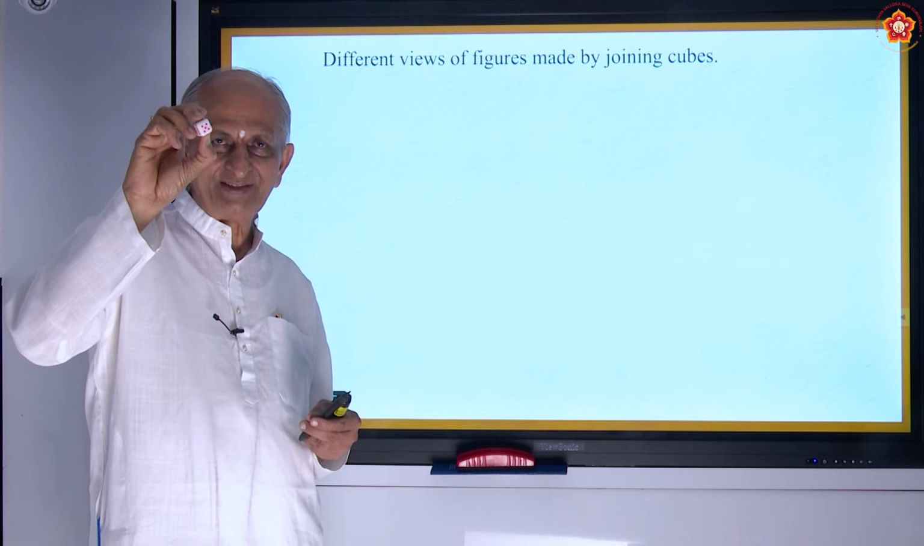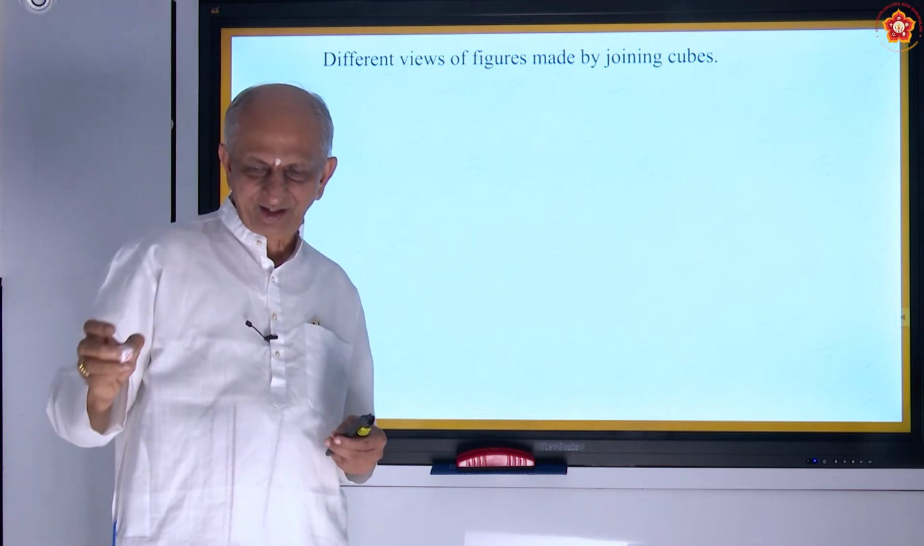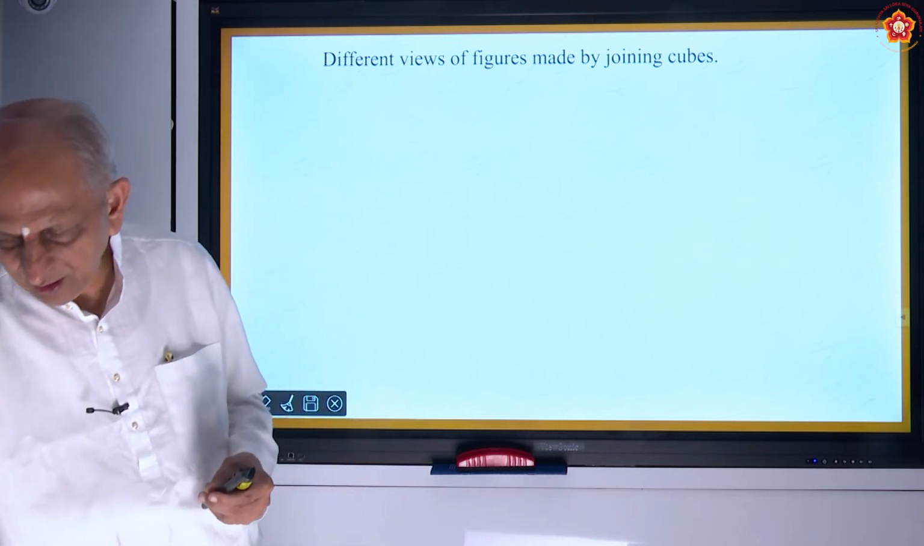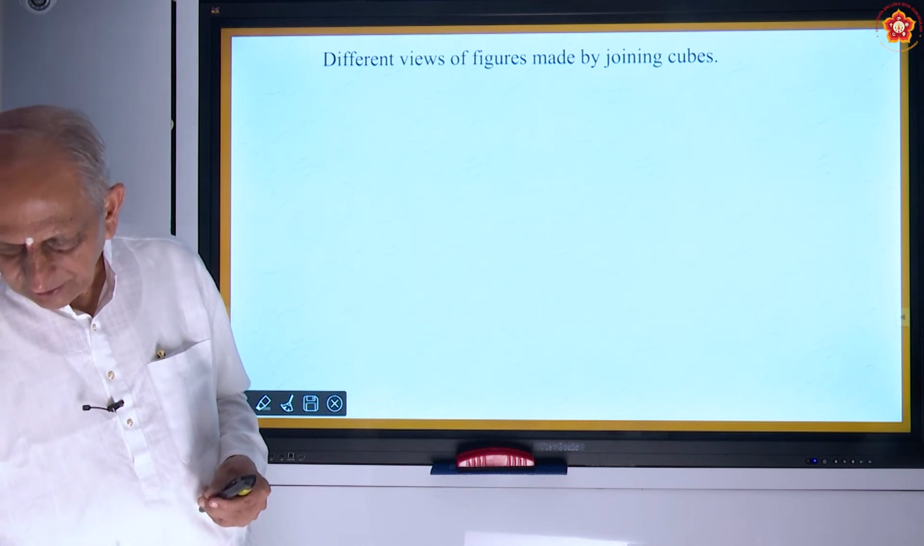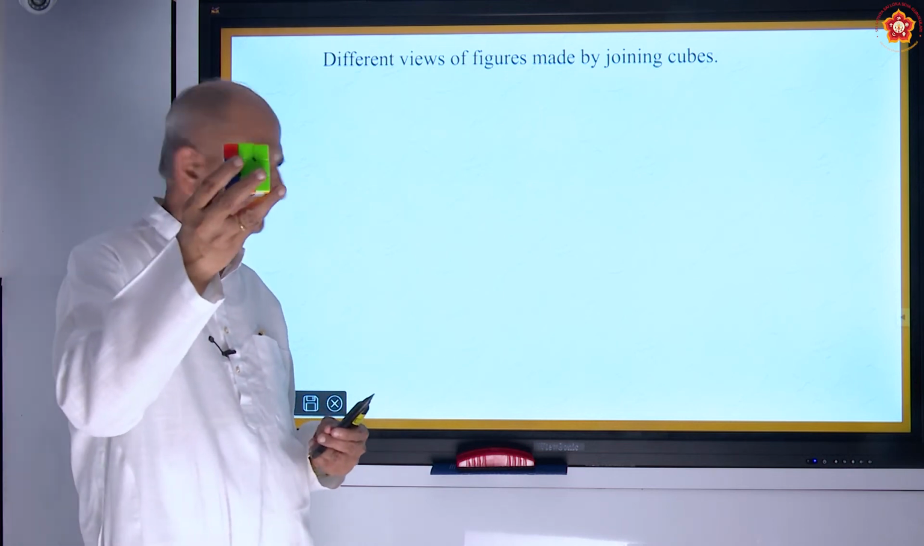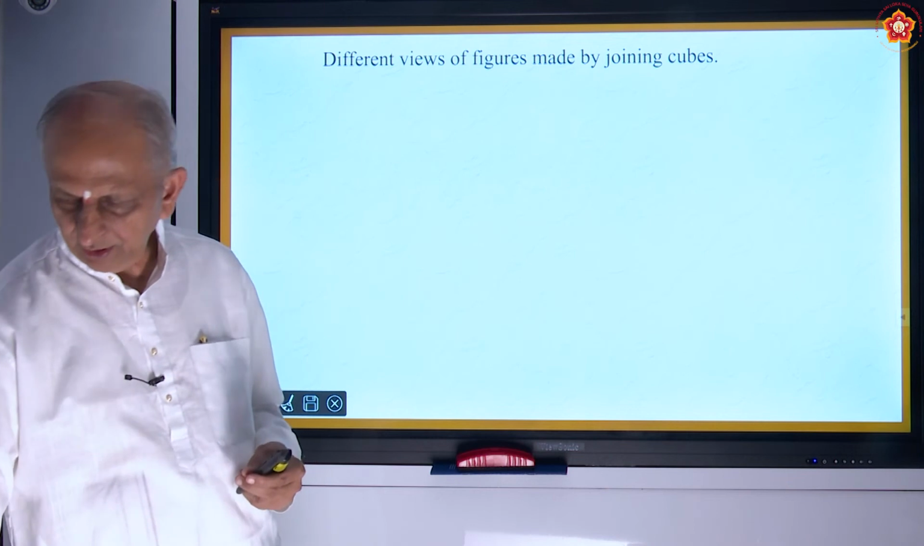A die has 6 faces with 6 dots. It is usually used in snake and ladder. This is also one example of a cube. Correct?